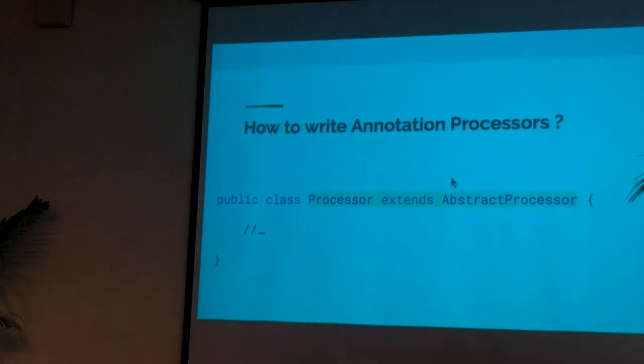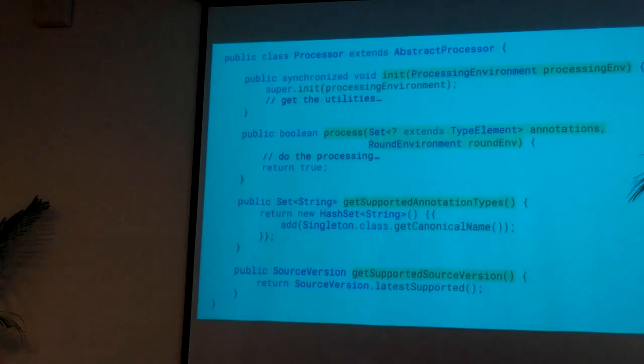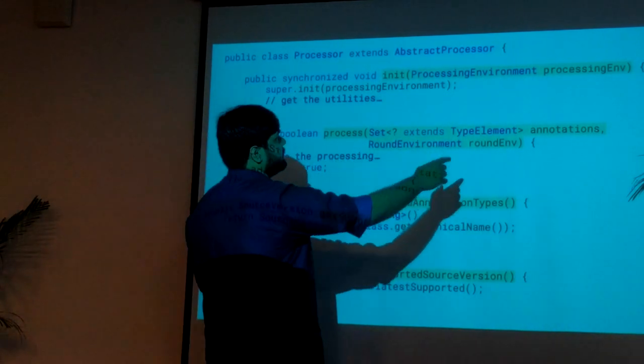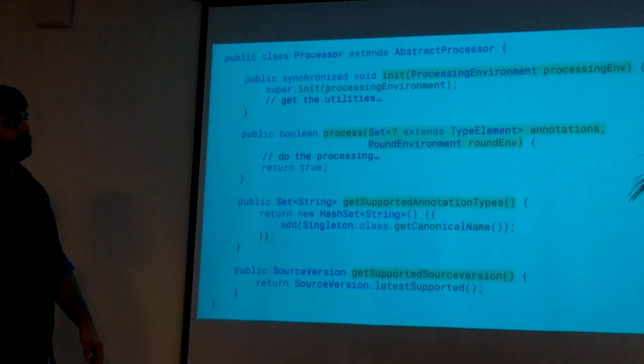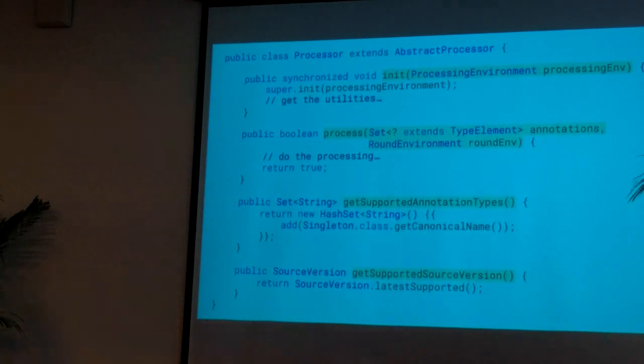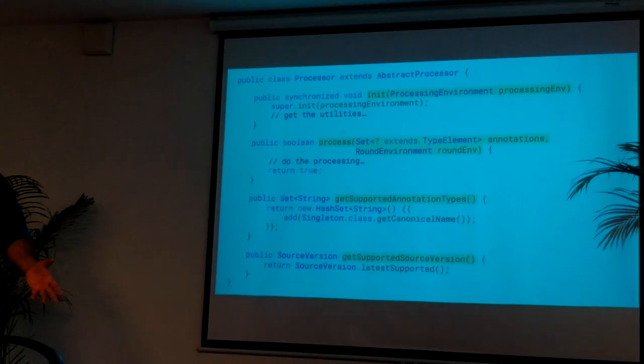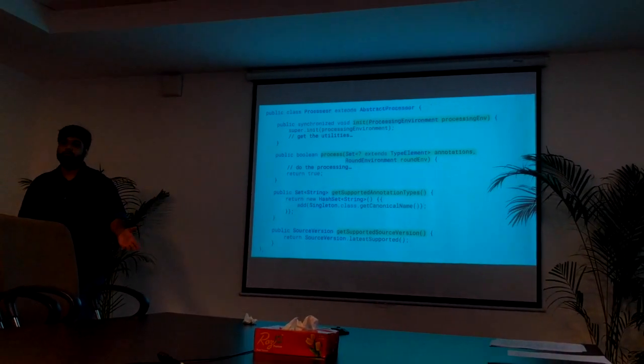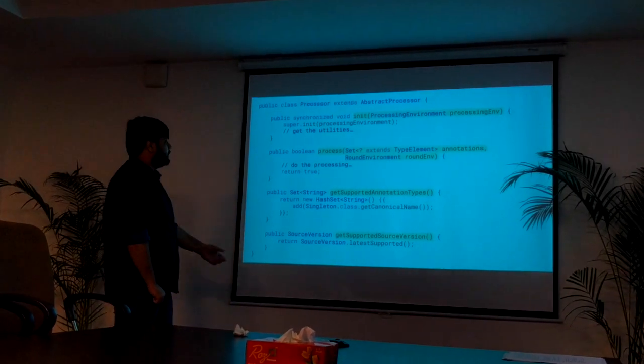So how to write your annotation processors? To write your annotation processors, you have to extend AbstractProcessor and implement some methods. The methods which we have to override are these. Let's see one by one. In the first method, init, we will get a processing environment. The processing environment gives us all the utility functions which help us process our code: basically to file, to generate classes, to have checks, a logger to log messages, all that stuff.